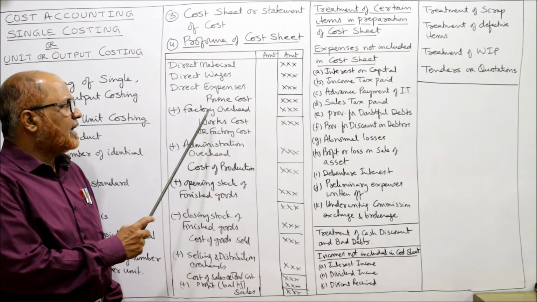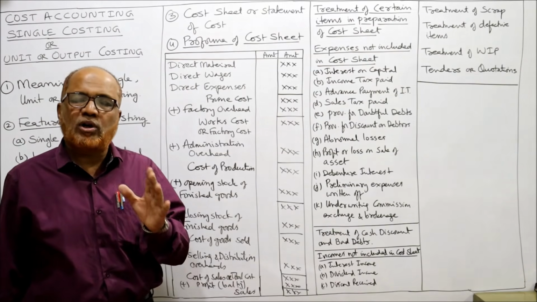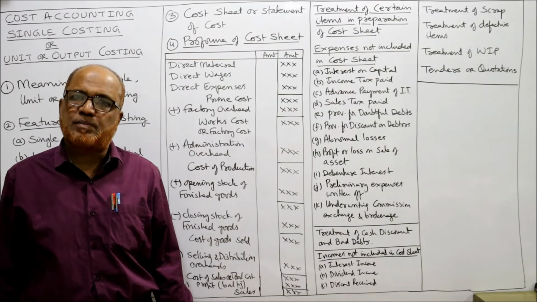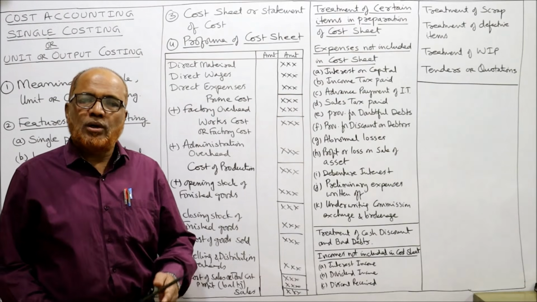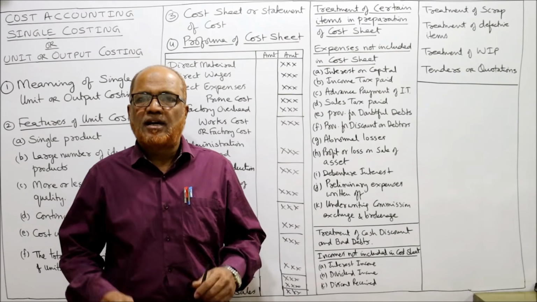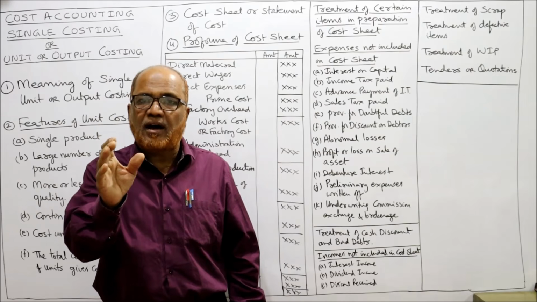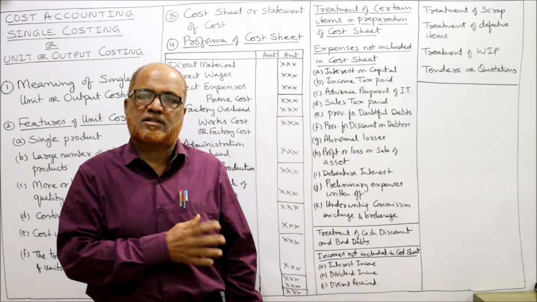Then to the prime cost we add factory overhead. What do we mean by overhead? Indirect expenses. Some students may be confused: what is indirect, and what is direct? Direct expenses are those expenses which are specifically incurred in making that product.